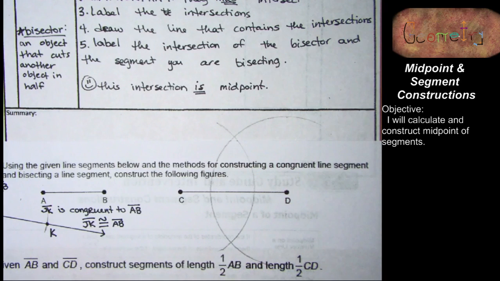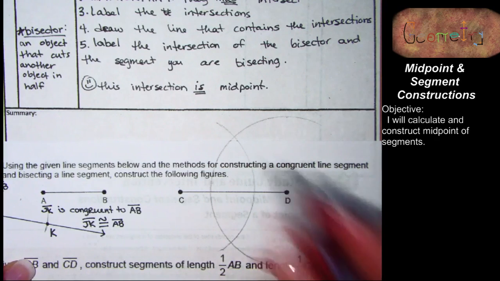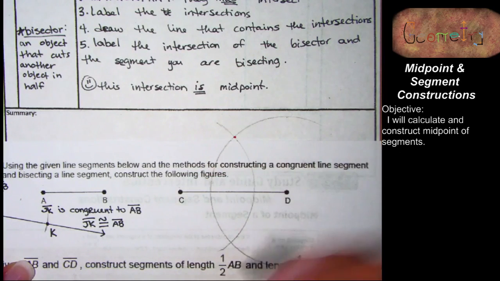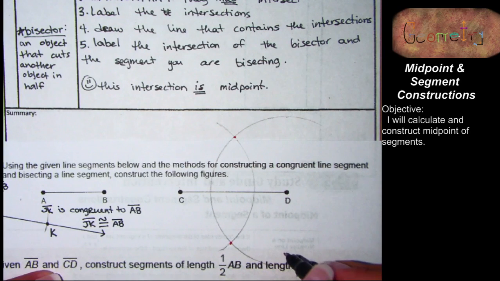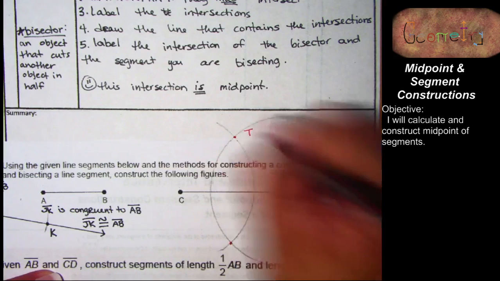Kidding. I'm totally kidding. Our next step was to do what? Label those intersection points. Yes. So here's one. Here's the other. Can I please have names for these points? I can't use A because I've already used it. I can't use D because that's already used. T and Q. I heard T and Q.